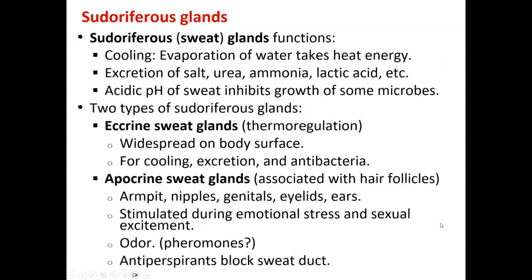Okay, the sweat glands, sudoriferous. Got to have a special word for everything. So there's two kinds of sudoriferous glands, the eccrine and apocrine. Eccrine is the kind of sweat glands that produce the very watery sweat that we produce when we're hot, and it's mostly for cooling. It's also some excretion. Excretion just means getting rid of waste products. So there's a lot of stuff in sweat, like salt and urea, some of the same stuff that's in the urine.